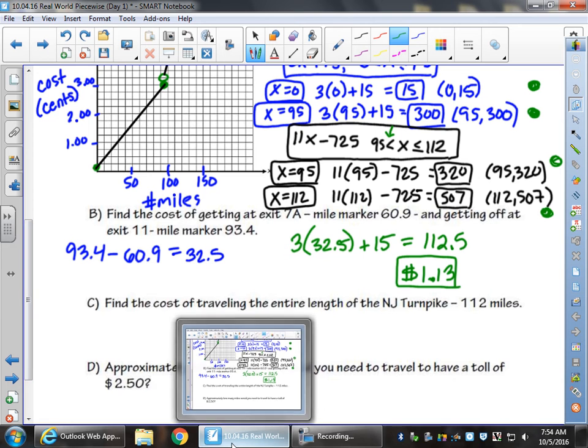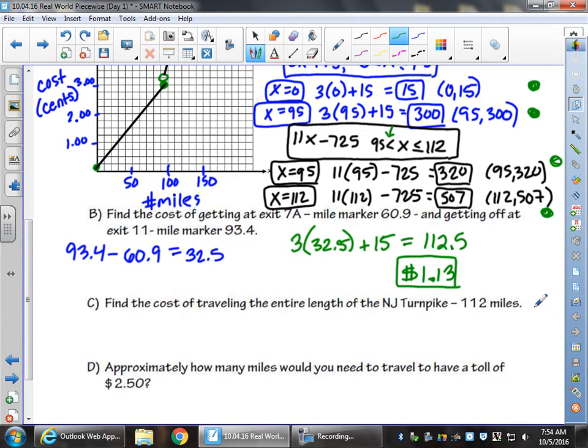Find the cost of traveling the entire length of the Jersey Turnpike, 112 miles. The question was, do we even have to do anything? Why is she saying that? We already did it. Did you not already up here substitute in 112? Yeah. And what did you get as an answer? Which is how much money? Very good.